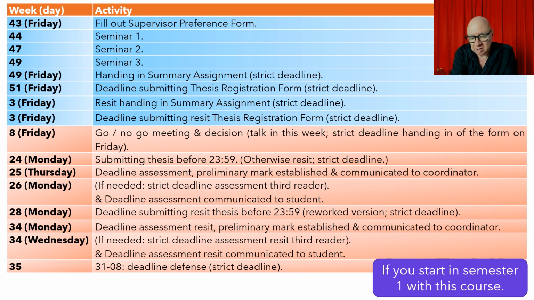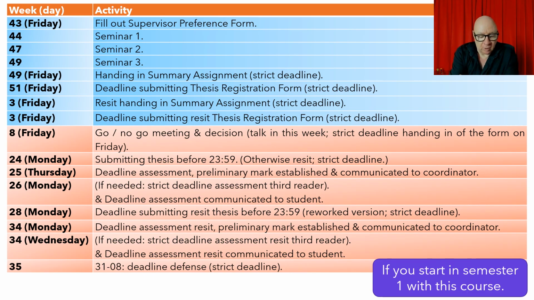So all the grades will be on Canvas, and then the coordinator publishes those grades for all students at the same time. Now, if you want or have to do a resit, the procedure is the same. Basically, there is a deadline. That's a strict deadline. If you had it in before the deadline, we get 8 days for the supervisor and the second reader to assess the thesis, send the grade to the coordinator, and then they look at whether a third reader is needed or not.